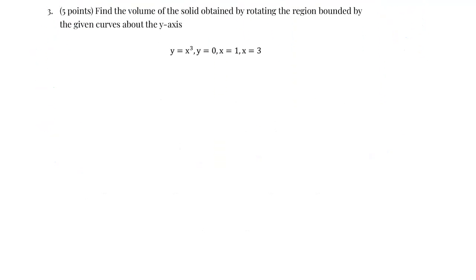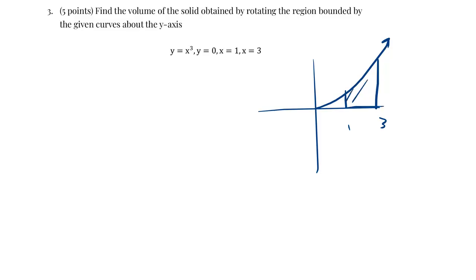All right, number 3. Very similar, but we're going to go about the y-axis. So we still have the x cubed thing. I'm only going to need the positive part. x equals 1, x equals 3, y equals 0. So this is my region right here. And we're going to rotate that about the y-axis.